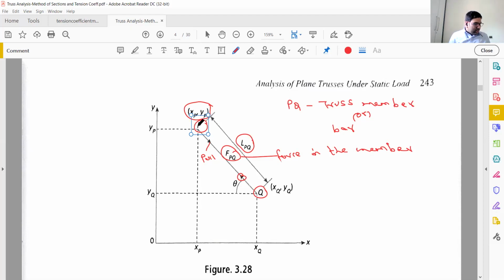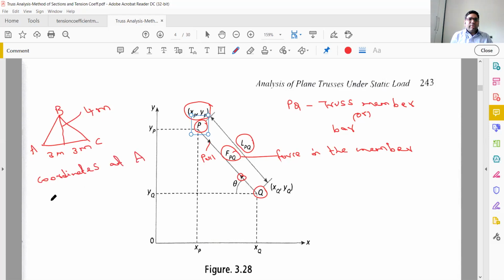Whenever we are trying to solve a problem with a truss, if you take any triangle like this, for example, if I say that this is 3 meters, this is 3 meters, and this height is also 4 meters, with joints A, B, and C. Now, if I ask you to write the coordinates at A, what will you have? At A, it will be 0, comma 0, isn't it?